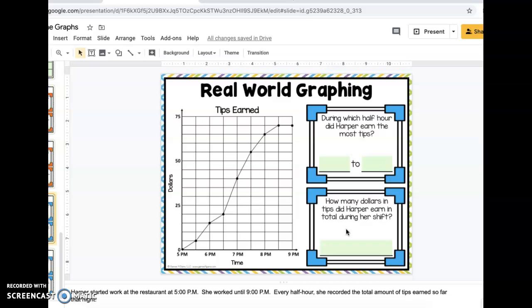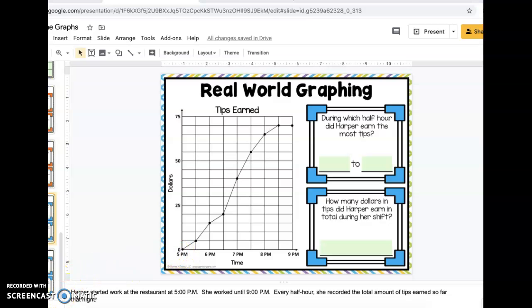Harper started work at the restaurant at 5 p.m. She worked until 9 p.m. Every half hour she recorded the amount of tips she earned. Oh, this is awesome. We get to learn how much money she made during her shift. So, during which half hour did she earn the most tips? So let's see.